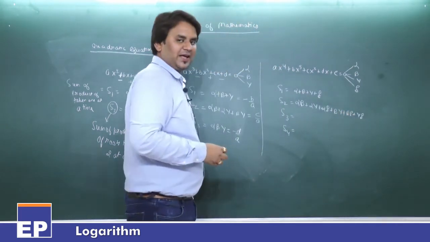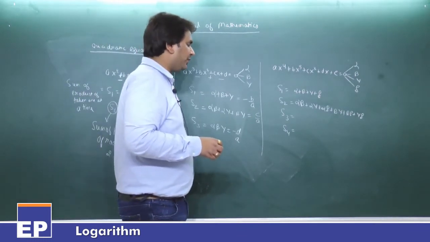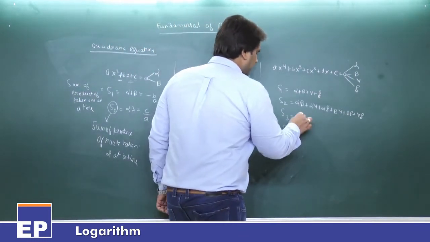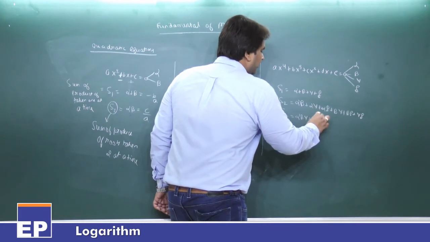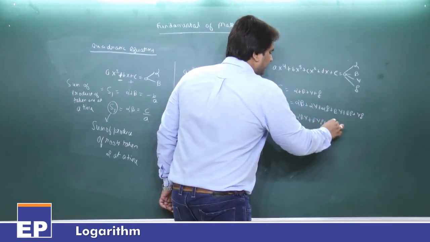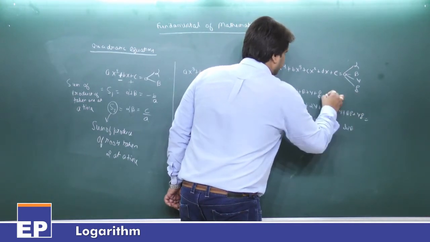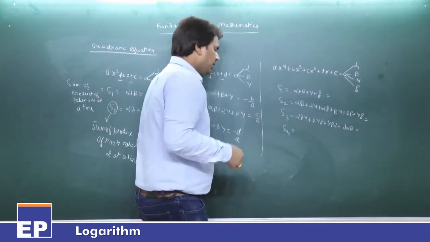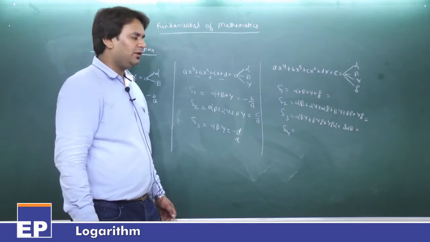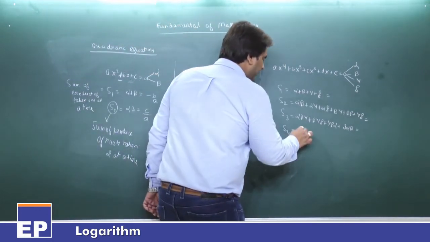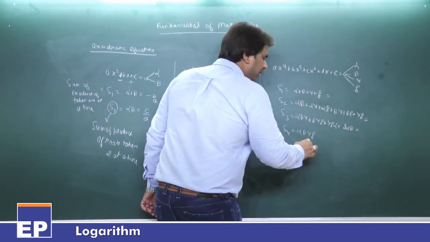Okay. What is S3? S3 is the sum of the product of the roots taken 3 at a time. It will become alpha beta gamma plus beta gamma delta plus gamma delta alpha plus delta alpha beta. Next is the product of the roots taken 4 at a time. What will it become? It will become alpha beta gamma delta.